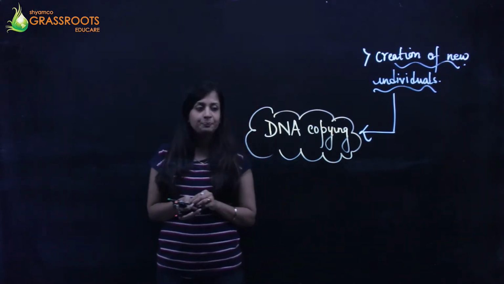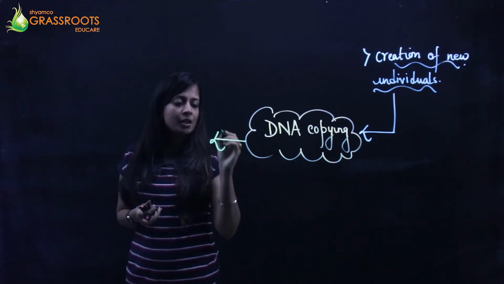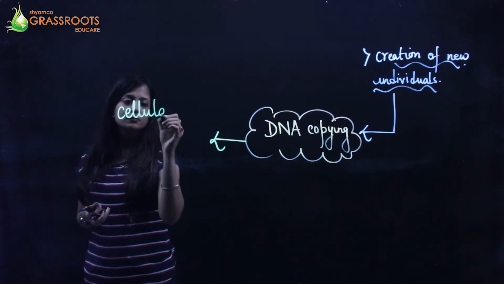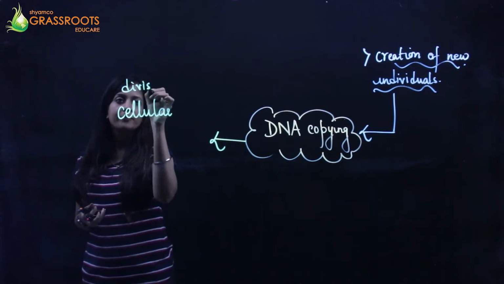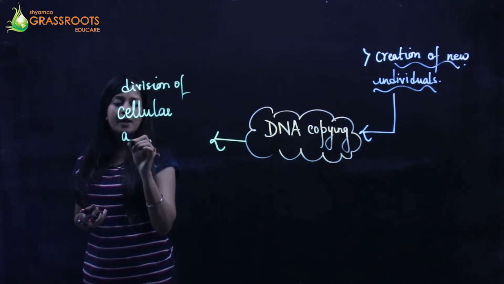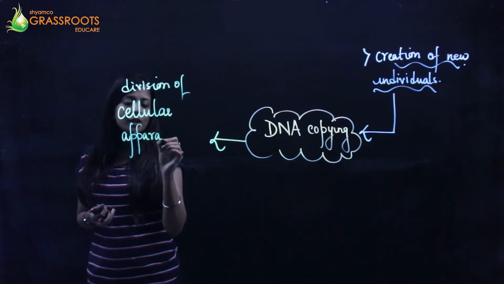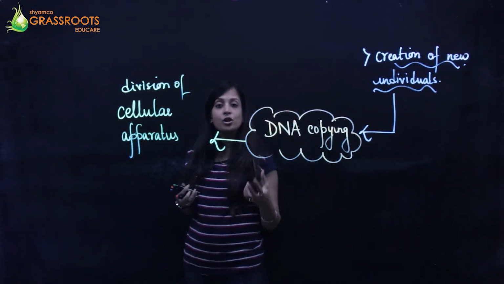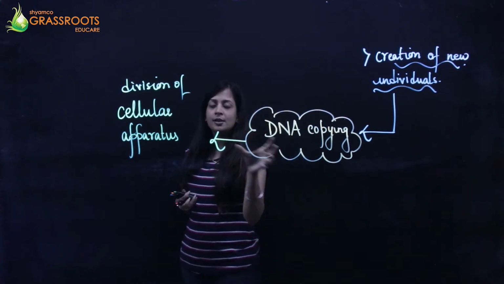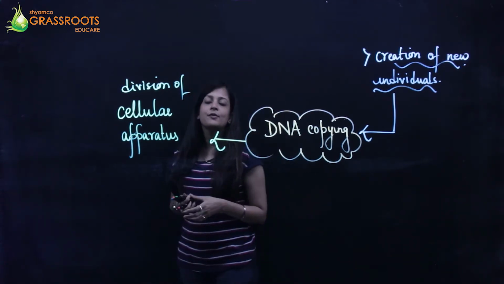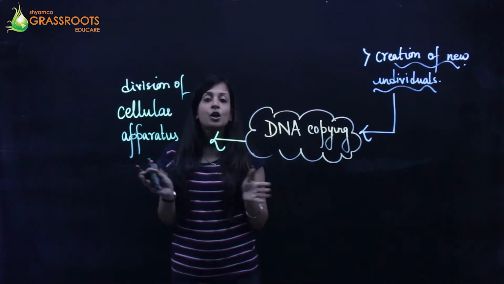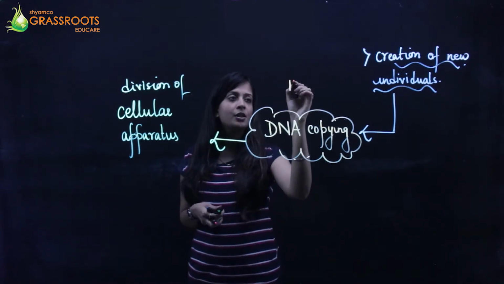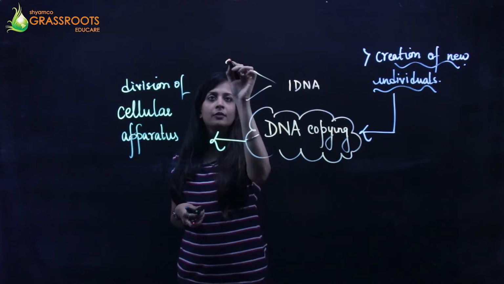When I'm talking about DNA copying, this is also accompanied by the division of other cellular apparatus, like for example the cytoplasm, which also divides along with this. So DNA copying also involves the division of the cellular apparatus, and the one DNA which was there has divided into two DNA copies.